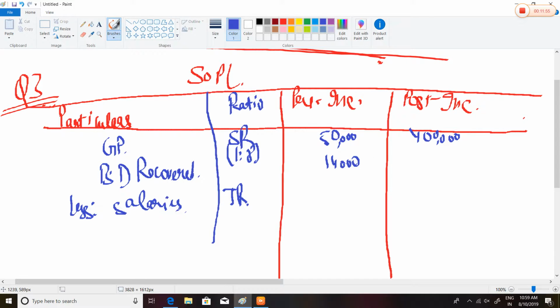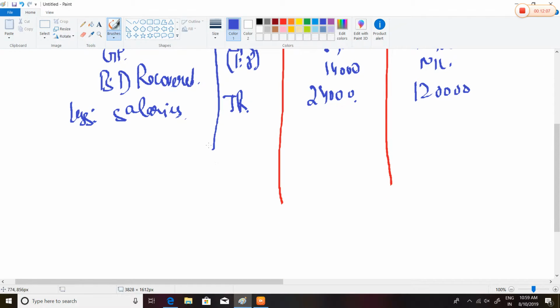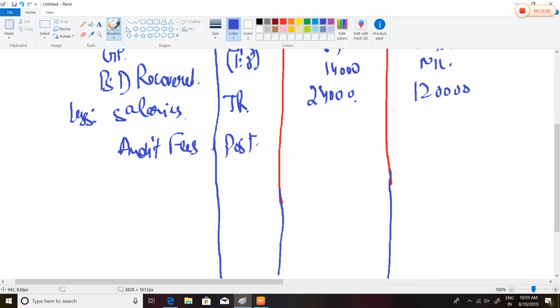Amount of salaries is 24,000 and 1,20,000. Next, audit fees. It is the company audit fees. Okay. Post incorporation, the amount shall be 12,000 rupees, if I'm not wrong. 12,000. Depreciation.